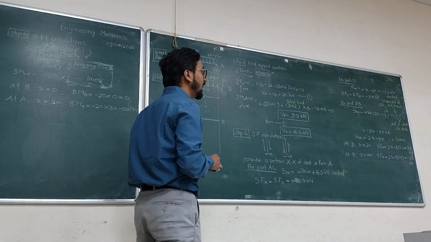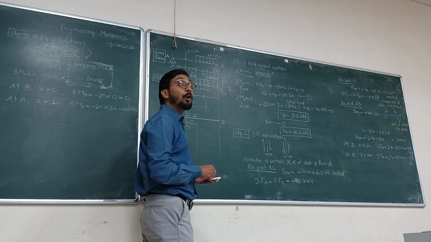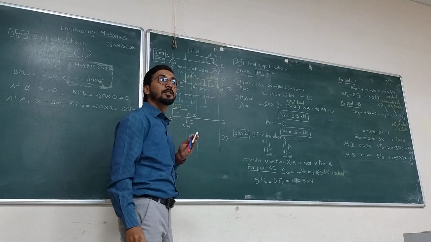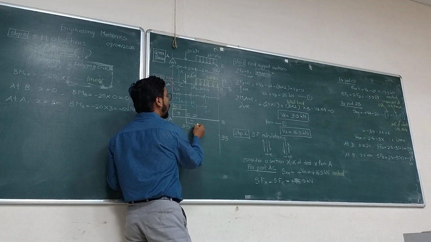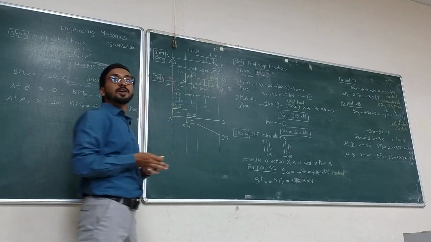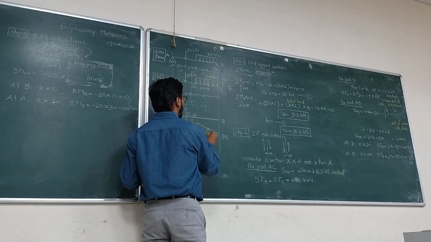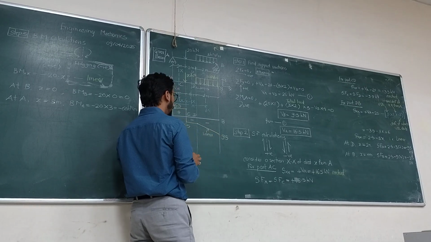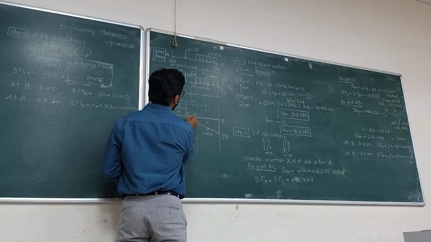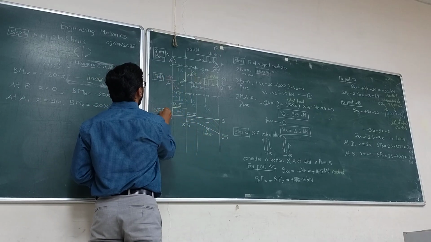So what do you get? At D it is minus 3.5, and at B it is 9.5. What is the variation? Linear. How will you show it? This is minus 3.5. This is your SFD. So this is linear. This is negative, and you can also have this portion.